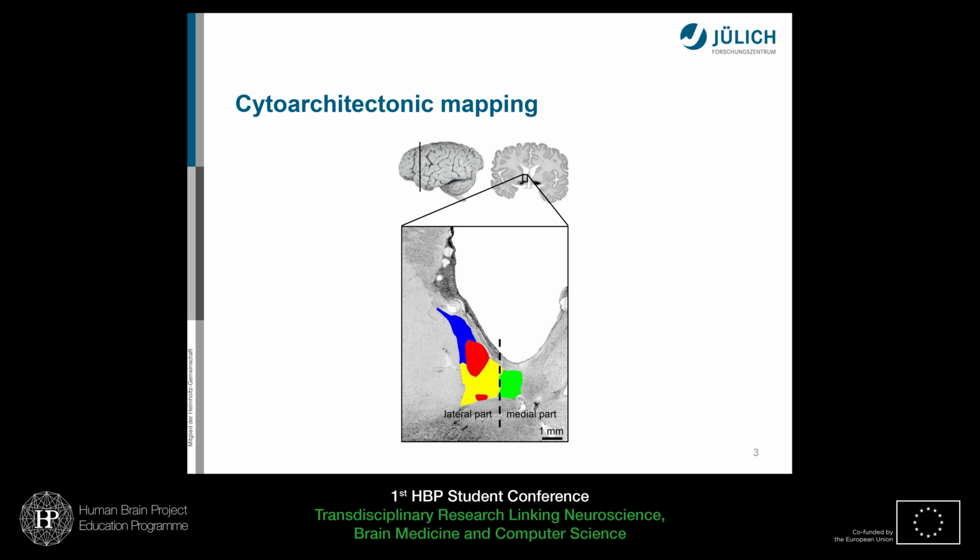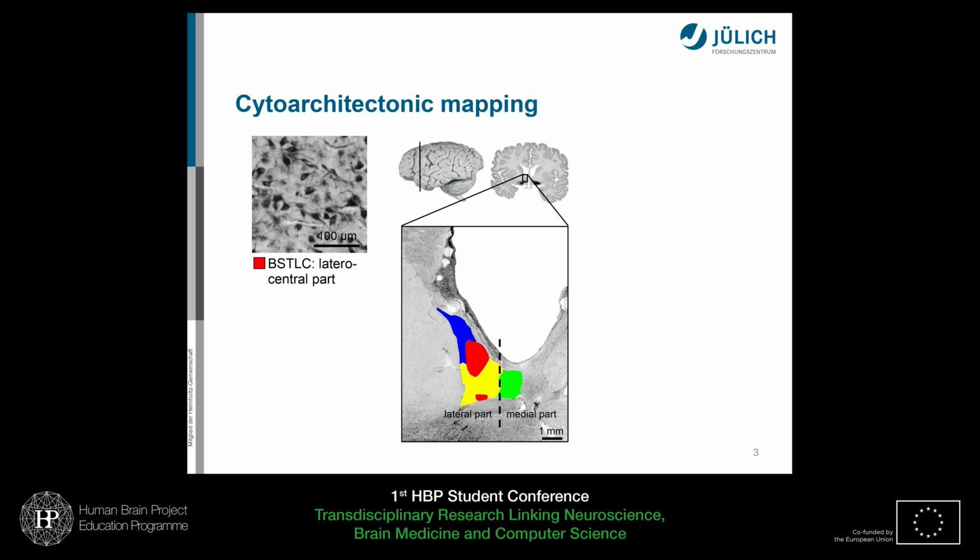So with the method of cytoarchitectonic mapping, as I said, it was important to delineate the bed nucleus from its neighboring structures. These were based on cytoarchitectonic criteria, such as the shape, the distribution, or the size of the neurons. Based on these criteria, I could detect 4 different subdivisions. 3 were part of the lateral bed nucleus, and finally the medial bed nucleus.